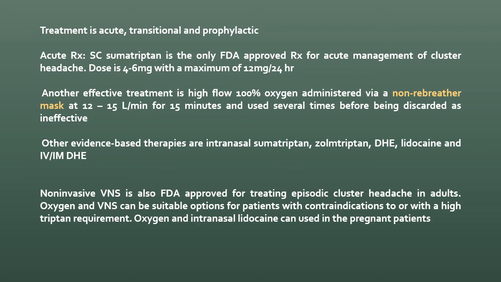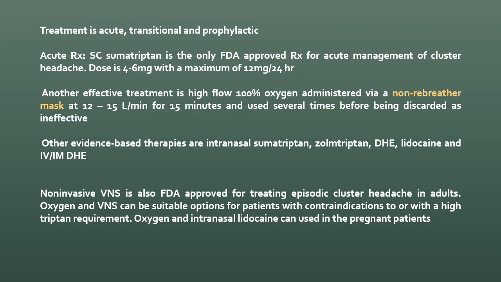Another effective treatment is high-flow 100% oxygen administered via a non-rebreather mask at 12 to 15 liters per minute for 15 minutes and used several times before being discarded as ineffective. Other evidence-based therapies are intranasal sumatriptan, zolmitriptan, DHE, lidocaine, and IM DHE. Non-invasive VNS is also FDA approved for treating episodic cluster headache in adults.